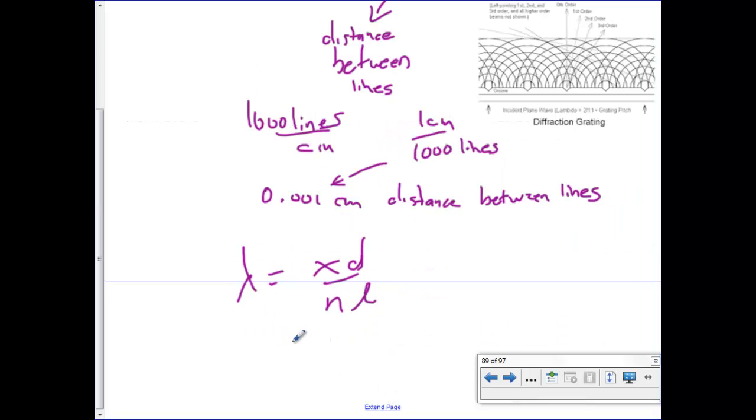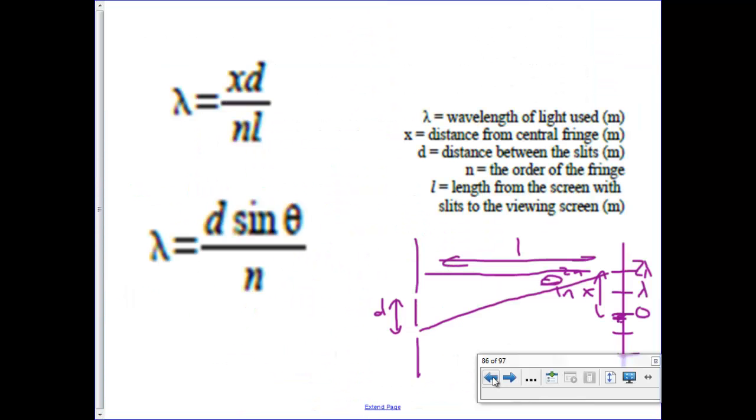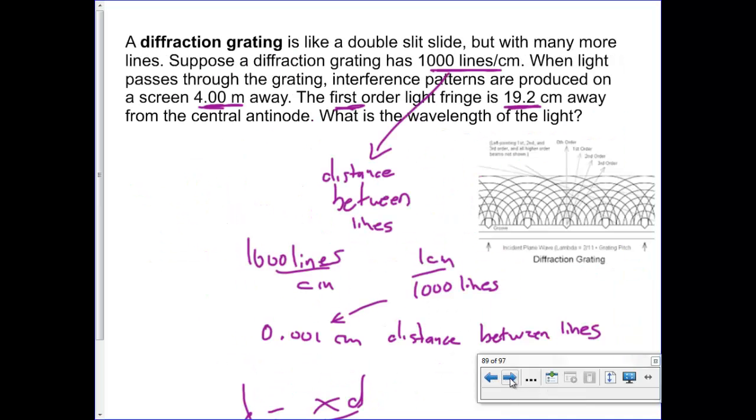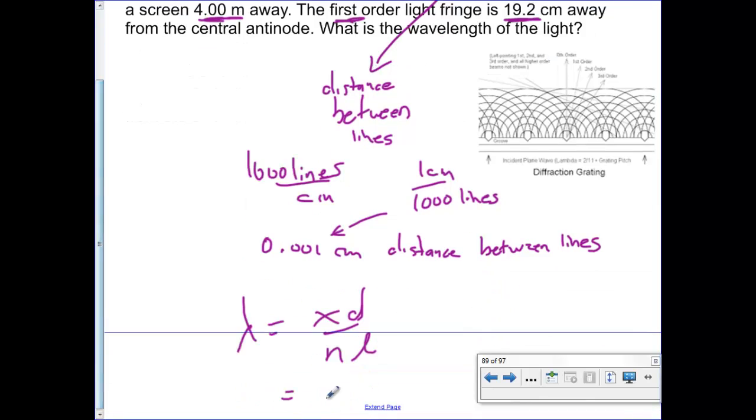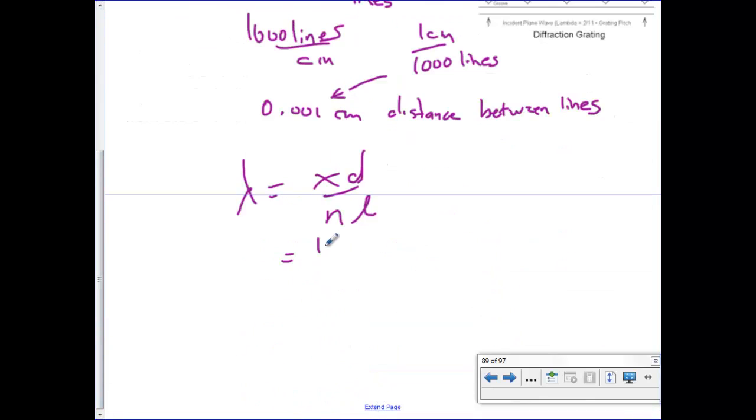So what is X again? Memorize these. X is your distance from the central fringe, so that would be 19.2 centimeters, or 19.2 times 10 to the minus 2 meters. D is the distance the slits are apart, which we now know is basically 1 over 1,000 centimeters, so times 10 to the minus 2 meters.